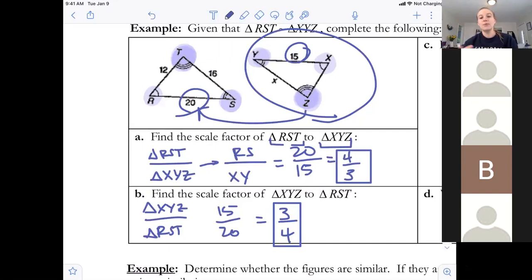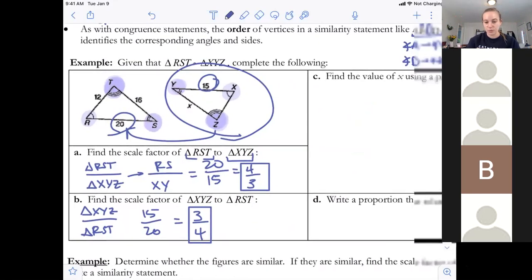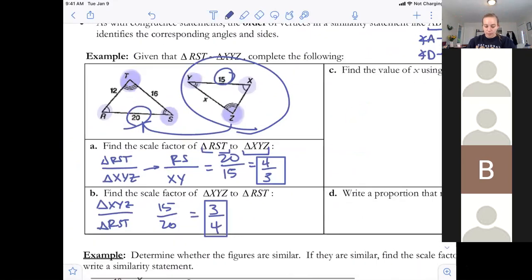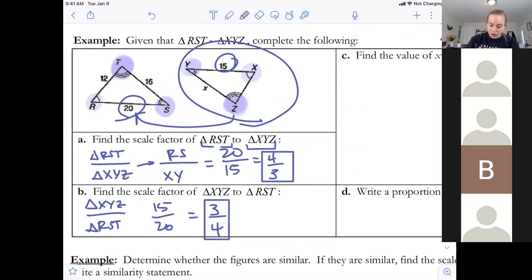And then from now on, we can use either scale factor. We can either go from RST to XYZ or vice versa. We just have to be cognizant of which proportion, which ratio we're going to use. So now it says find the value of x using a proportion. So we need to find out side x.